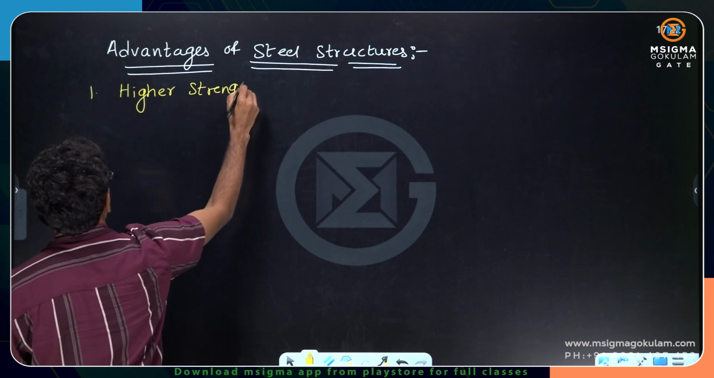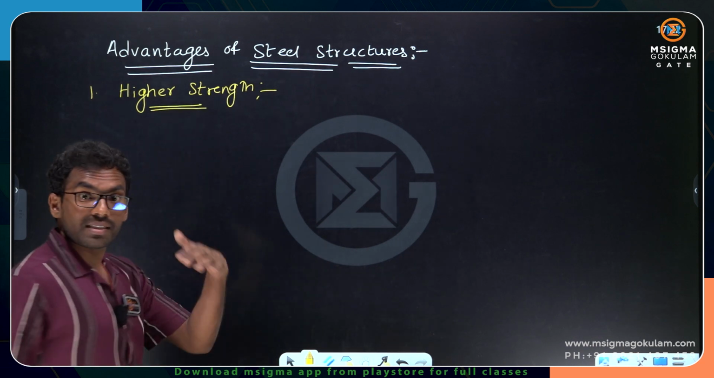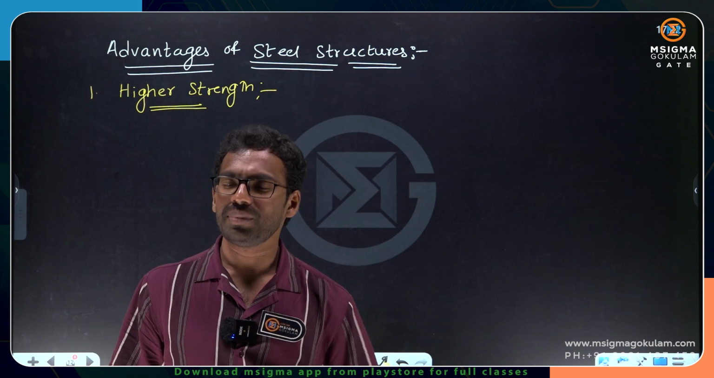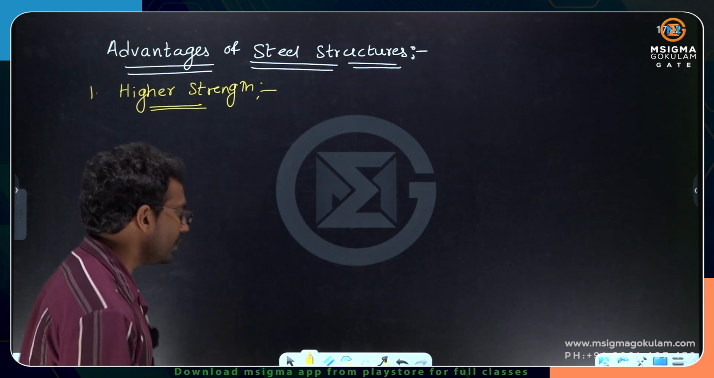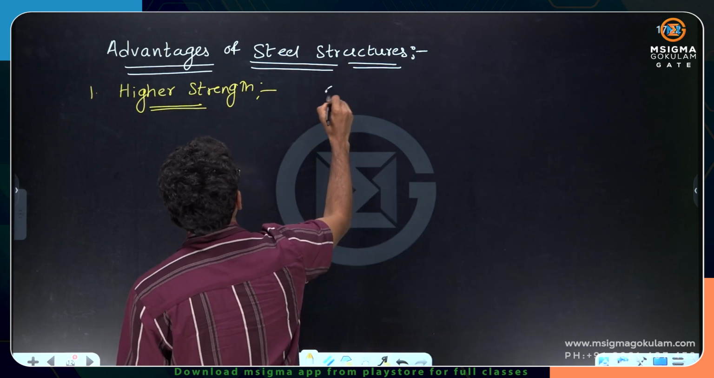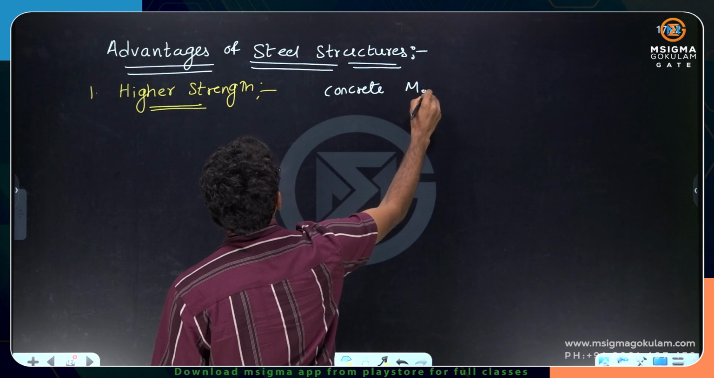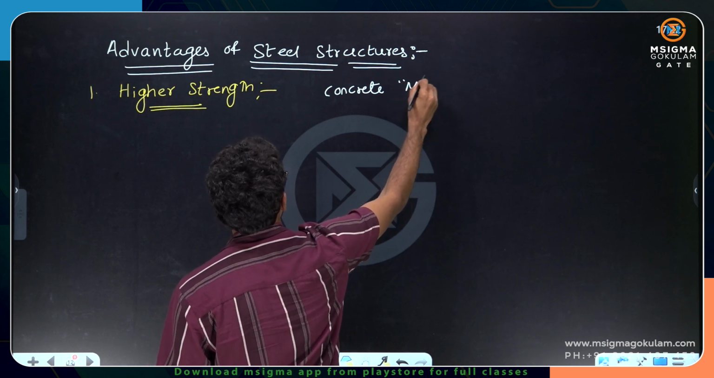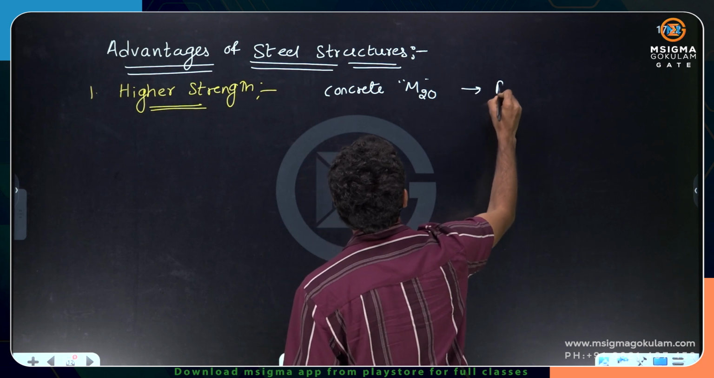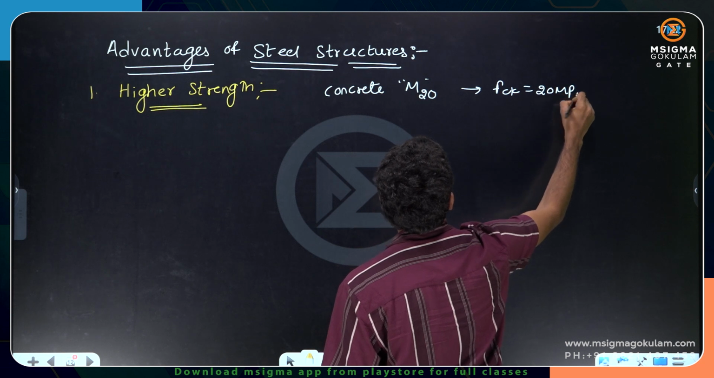By nature, it's a gift for us. Steel is having higher strength. How can I say higher strength? Very simple. You take M20 grade concrete for that matter, if you want to understand it. Essentially we have a least grade of concrete of M20 for structural applications. M20 means its FCK, its strength, is 20 megapascal.